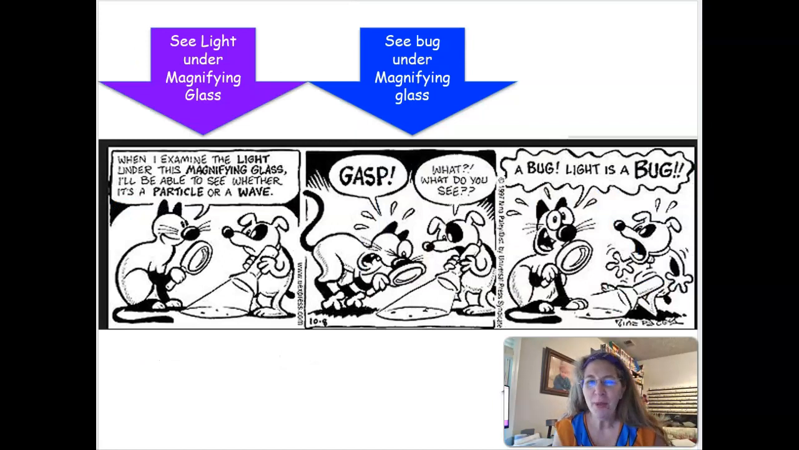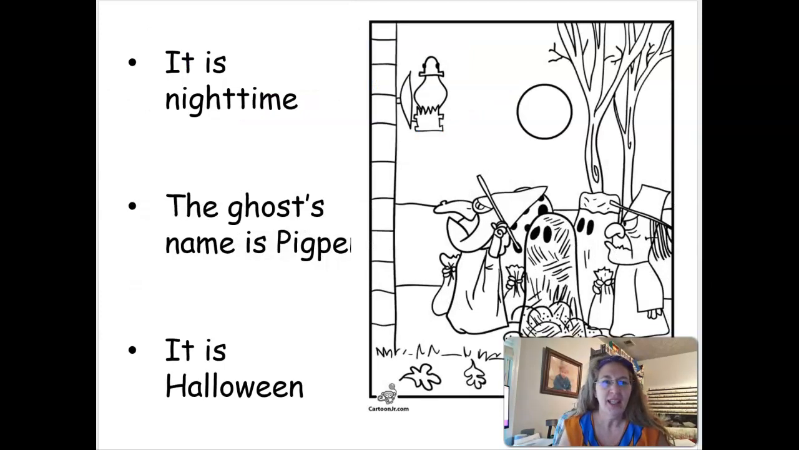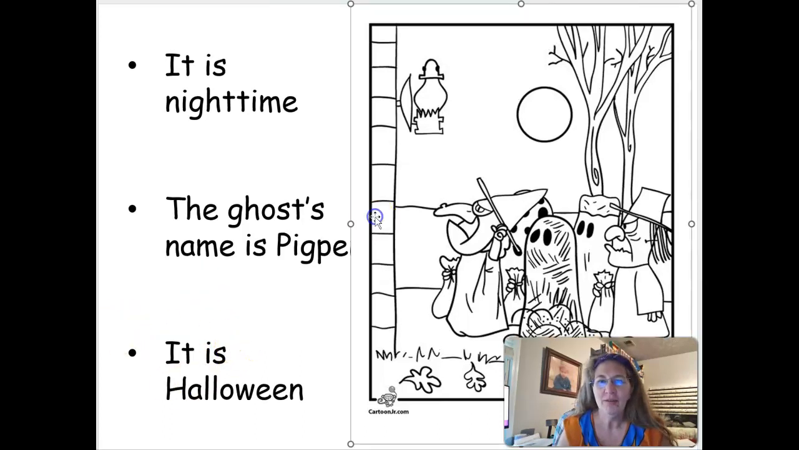Here's a comic to help you understand the difference between observations and inferences. Read through that and hope you get a good giggle. And here's some practice. A lot of people say, well, the first two are the observations and the last one has to be the inference. No, teachers are good at mixing things up. So you have a picture and three statements: it is nighttime, the ghost's name is Pigpen, and it is Halloween.